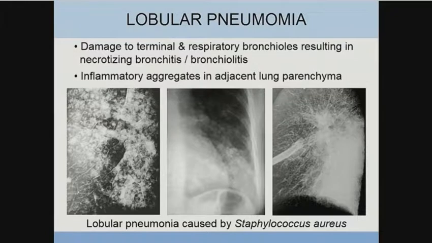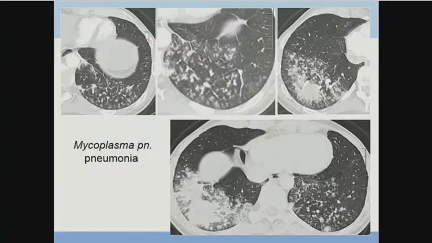On plain chest films, you see patchy densities, for example, as in this case, caused by Staphylococcus aureus. Or on CT scan, you can see, such as in this case, which turned out to be mycoplasma pneumonia, central lobular densities, ground glass opacities, progressing to involving the secondary lobulus and then coalescing to full consolidation.